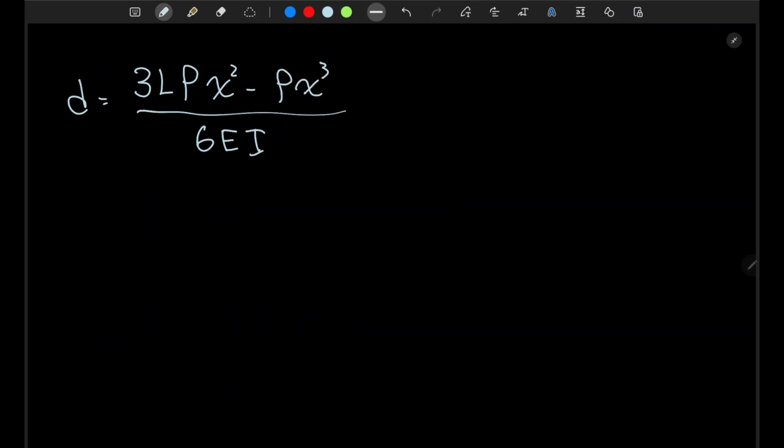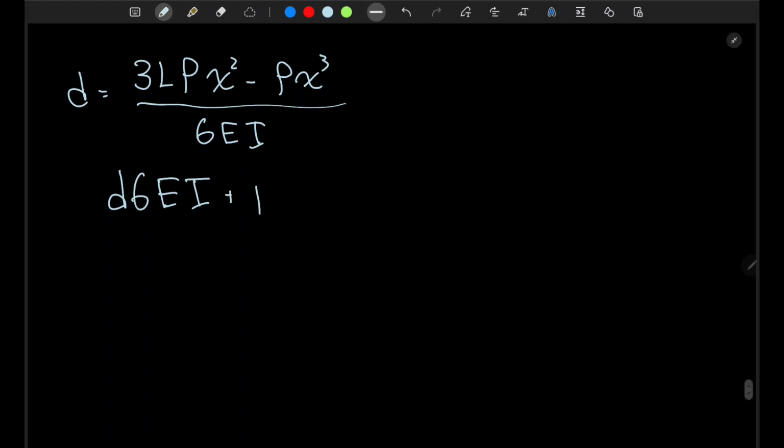Okay, and now we have this equation where we are going to be solving for L. And so, first what we want to do is take the bottom, move it up diagonally, so that is going to be D6, E, I, and then we are going to be left with 3lpx squared minus px to the cube. So we are just going to move that over, change the sign, plus px cube all over, and then we are just going to have left this on the right side after we do that move.